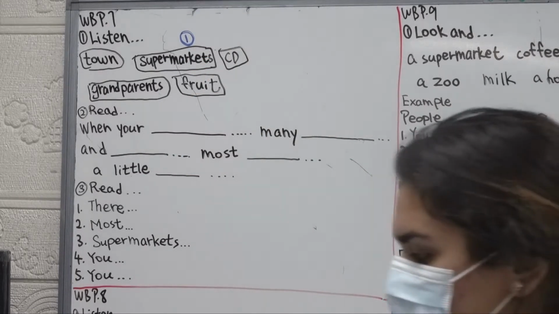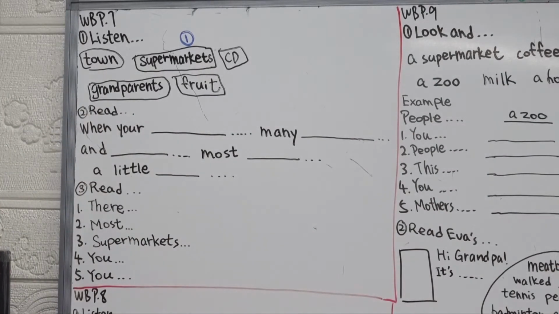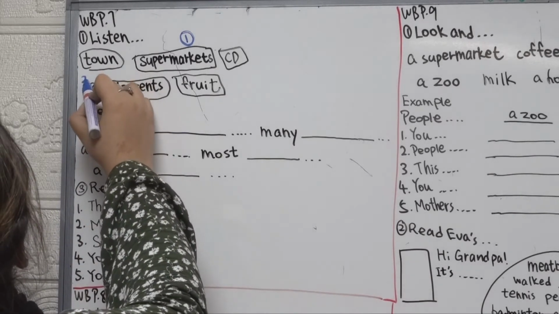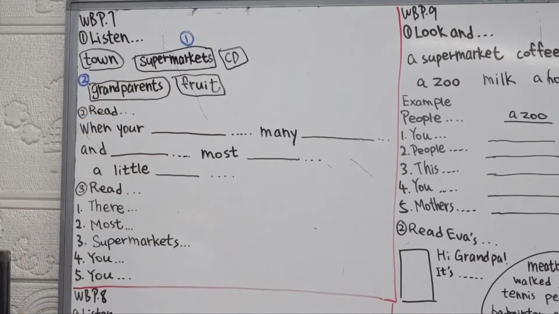Okay? Next one. They are your parents' parents. Your parents' parents are your grandparents, right? So number 2 goes with grandparents. Okay, keep going.